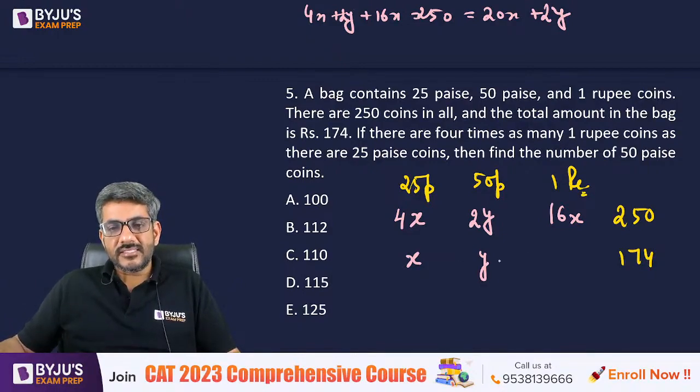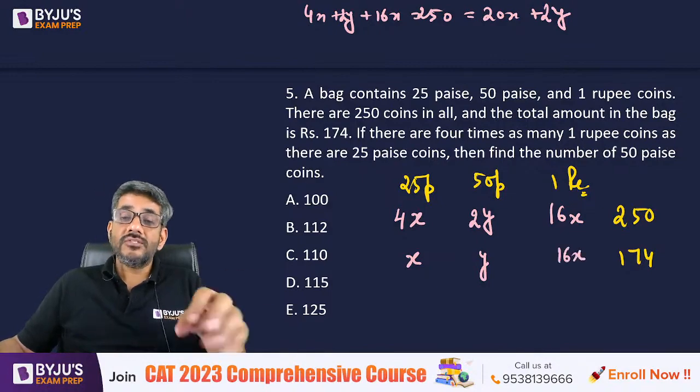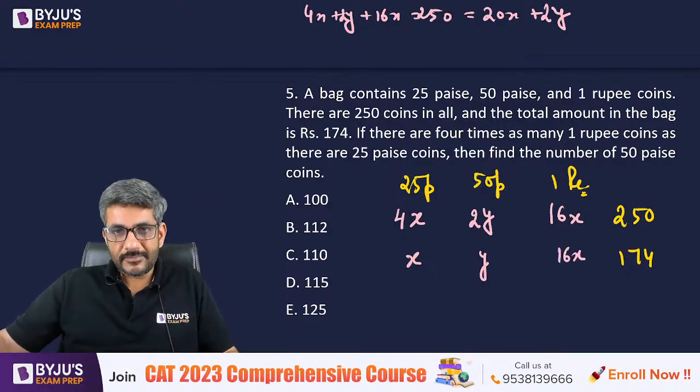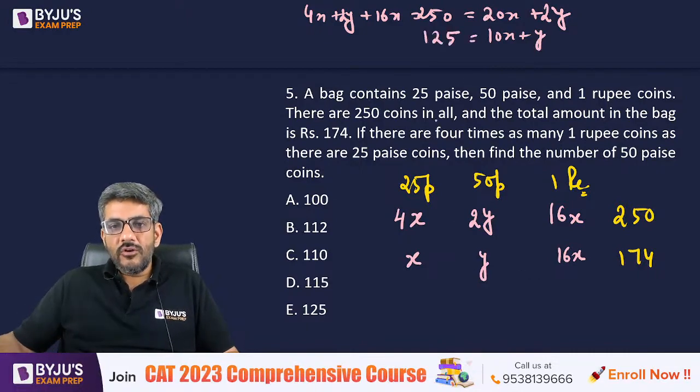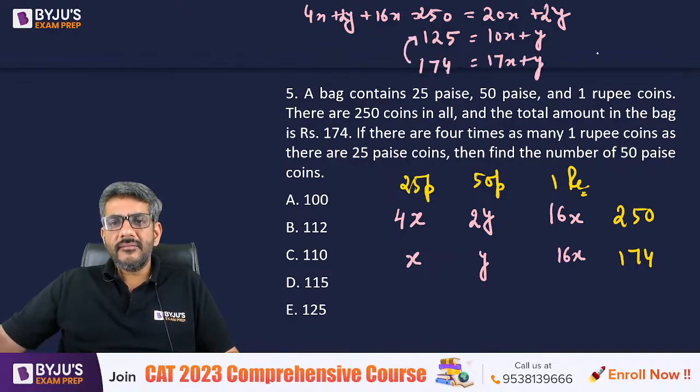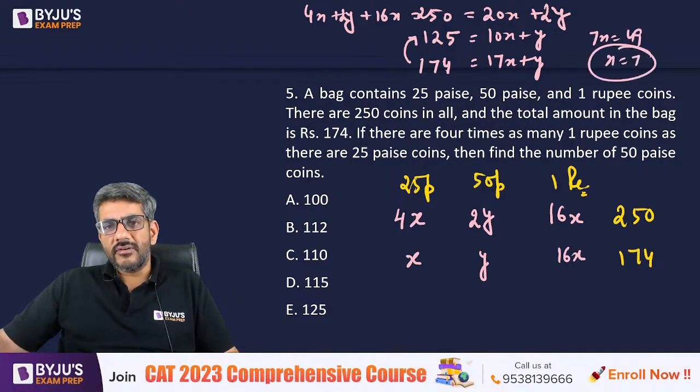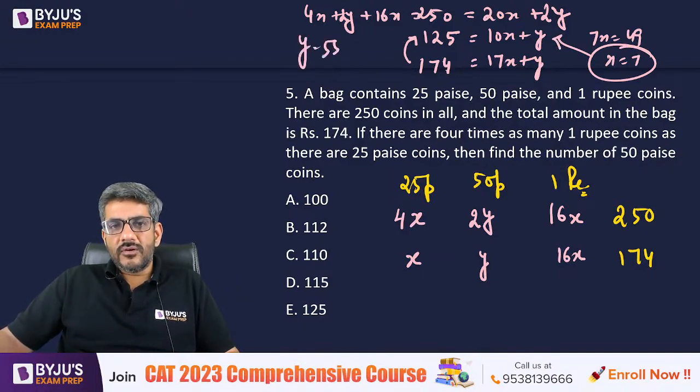So this is x, this is y, and this would be equal to 16x because 16x coins of 1 rupee will have a value of 16x rupees only. So first of all, 20x plus 2y, it can also be written as 10x plus y if I halve the left hand side. और जो टोटल वैल्यू यहां मेरी आ रही है दैट इज 17x plus y, it is equal to 174. Just subtract here. So 7x is equal to 49 or x is equal to 7 and put it here. If x is equal to 7, y is equal to 55.